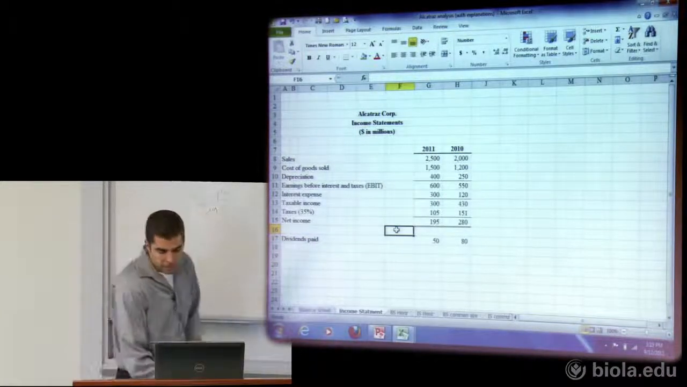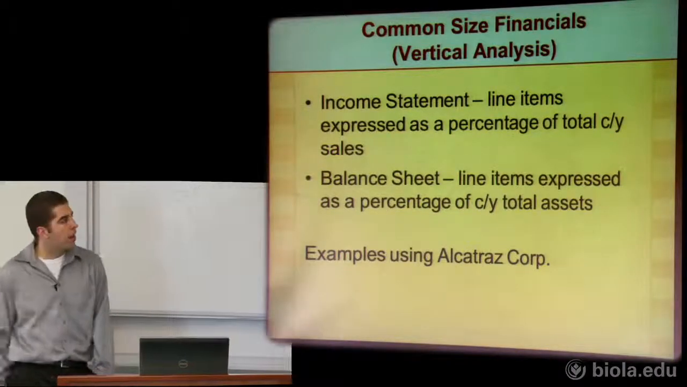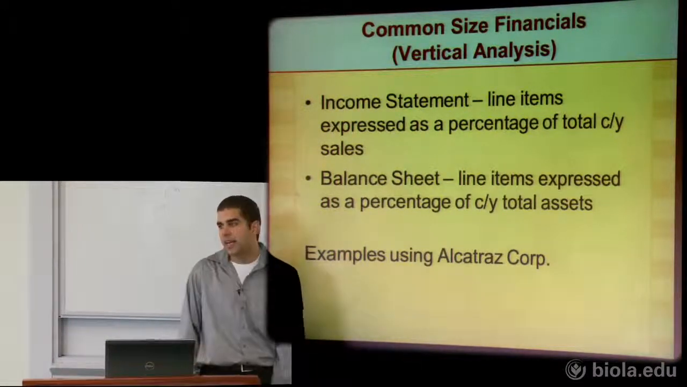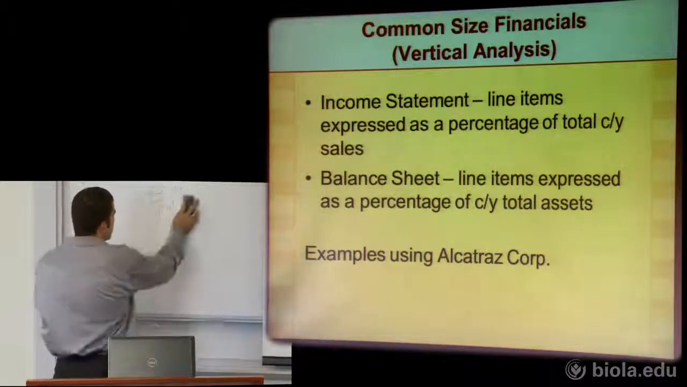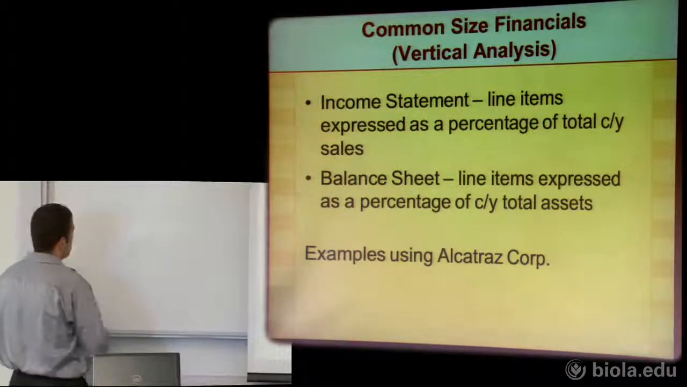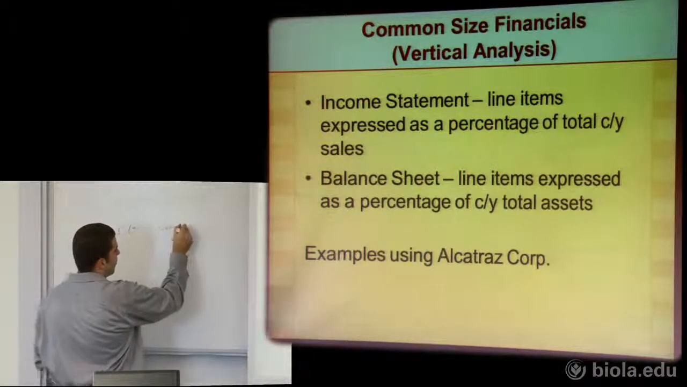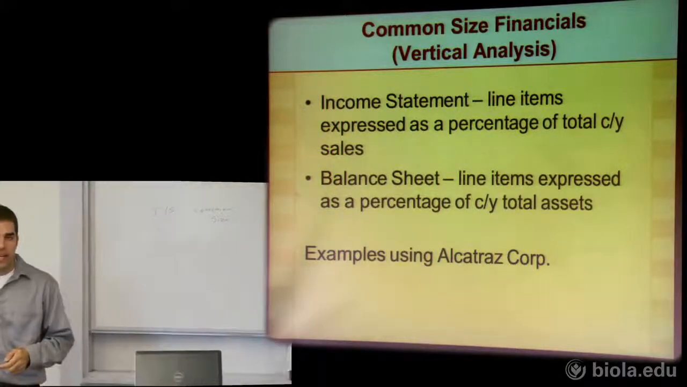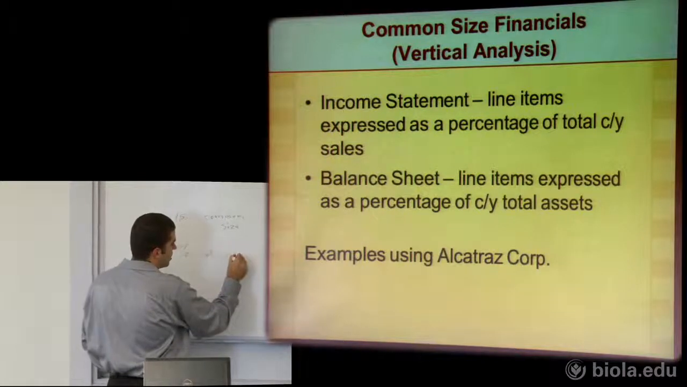Well, the way that you go about this is with common size financial statements. What we're going to do here is take every line item on our financial statements, whether it's our income statement or our balance sheet, and express that as a percent of some item on that statement. Whenever we do a common size income statement, we're going to express every line item on that income statement as a percent of current year sales.